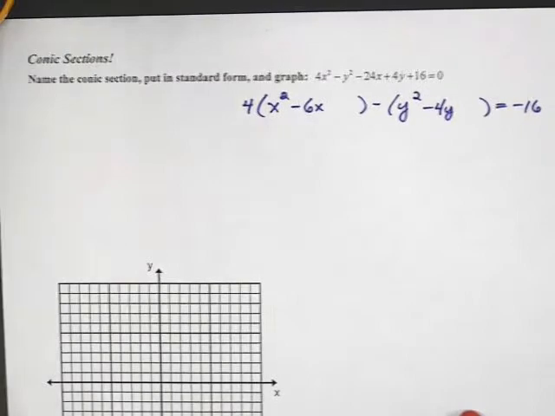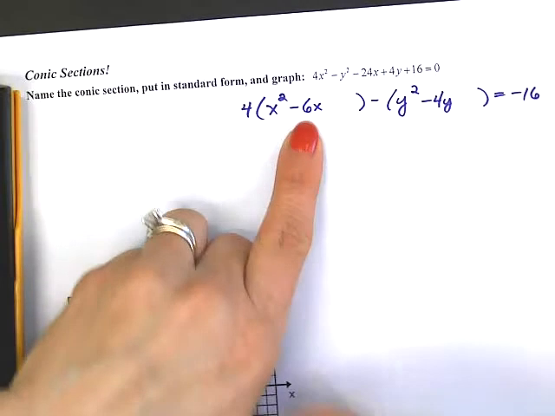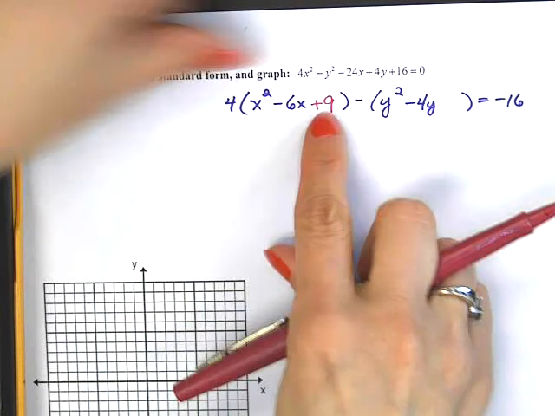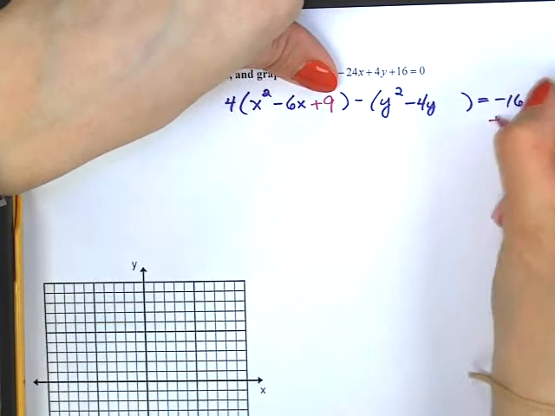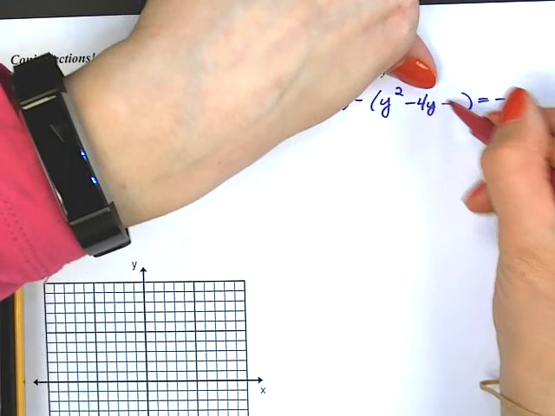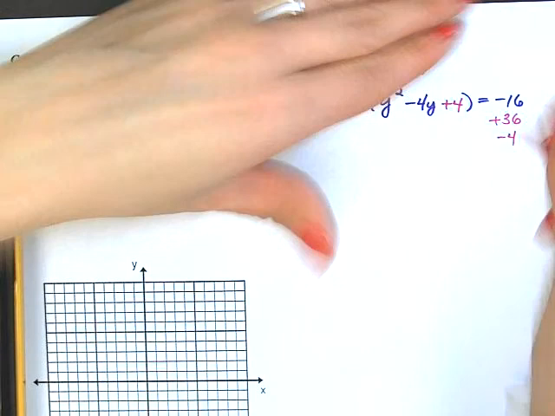And now it's time to half and square. Half of negative 6 is negative 3 squared, and that's actually plus 9. Okay, but it's not really a 9, it's actually a 36. Half of 4 is 2, squared is a 4, but it's not really plus 4, it's actually minus 4. So let's go ahead and minus 4.